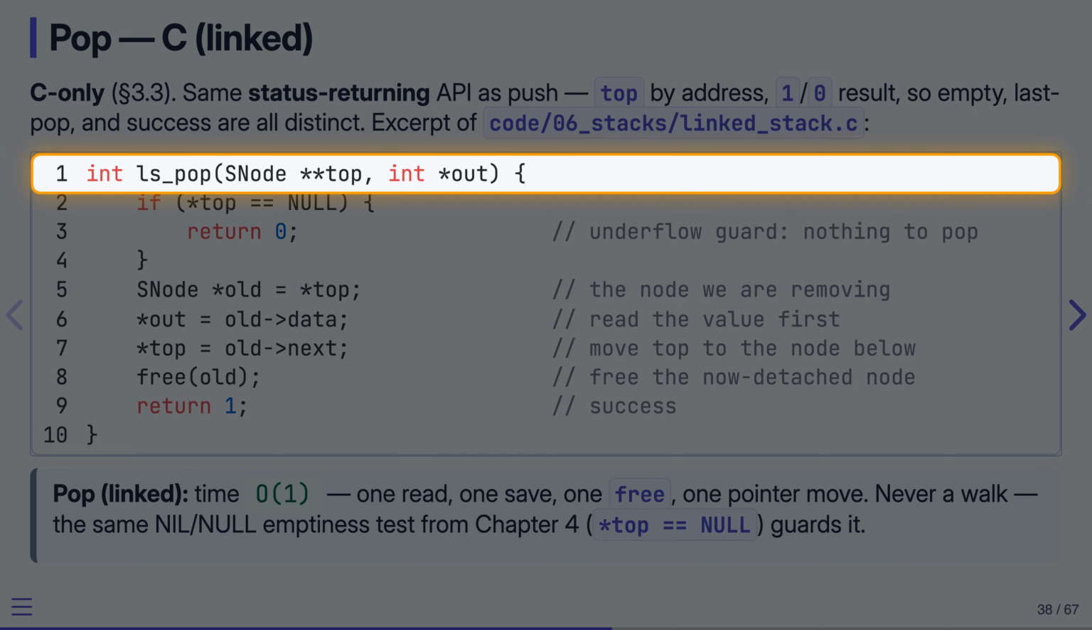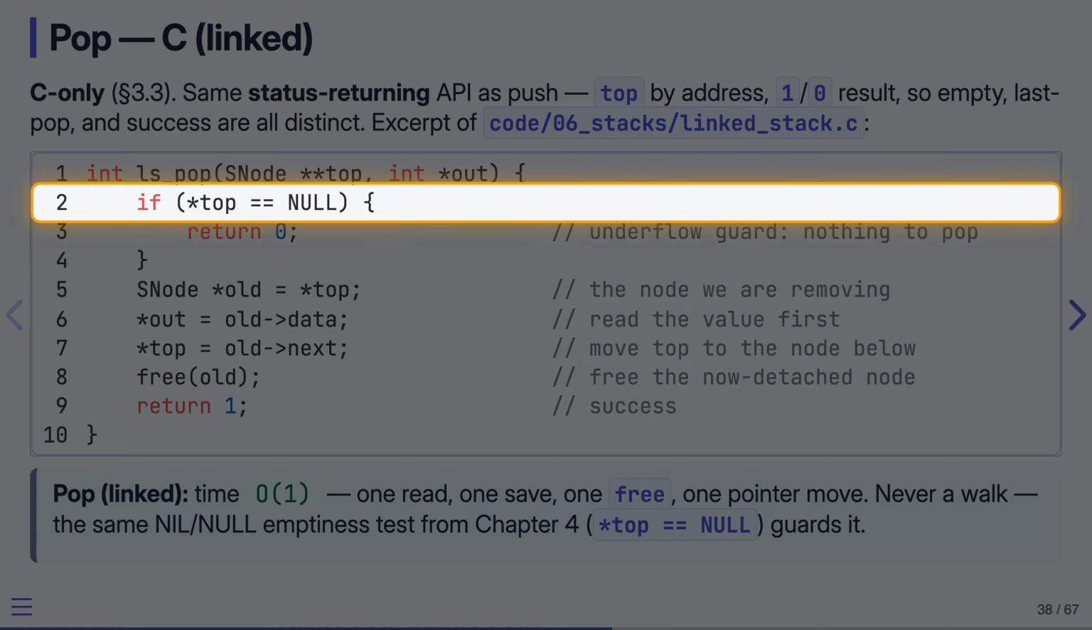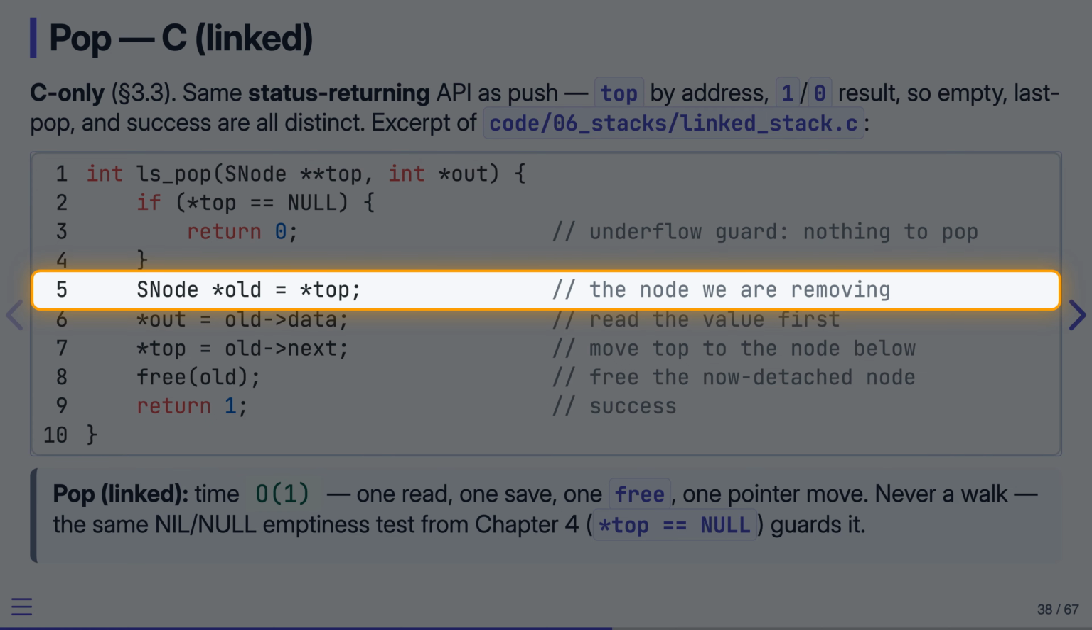Now the pop in C, the function is lspop. It takes top by address. That is a pointer to the top pointer and a pointer called out, where it will place the value it removes. It returns 1 on success, or 0 on failure. First, the guard. If star top is equal to null, the stack is empty. There is nothing to pop, so we return 0 right away. Next, we remember the node we are about to remove. We set old becomes star top, so old points at the current top node.